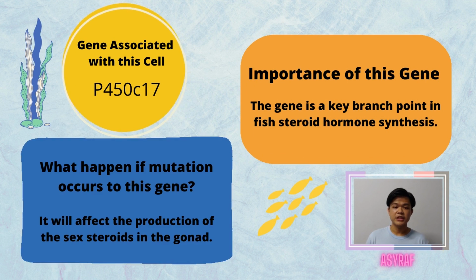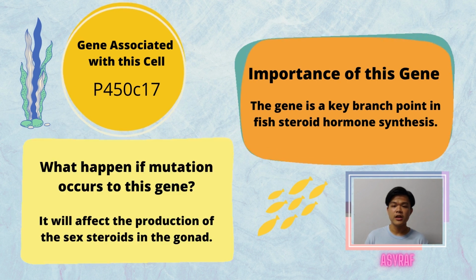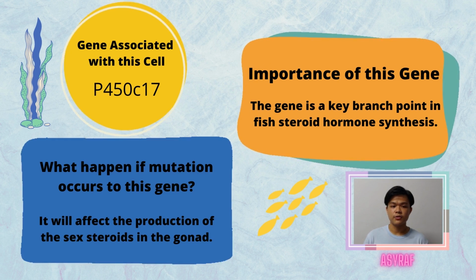What is its importance? The gene is a key branch in fish steroid hormone synthesis. What happens if mutation occurs? It will affect the production of the sex steroids in the gonad.